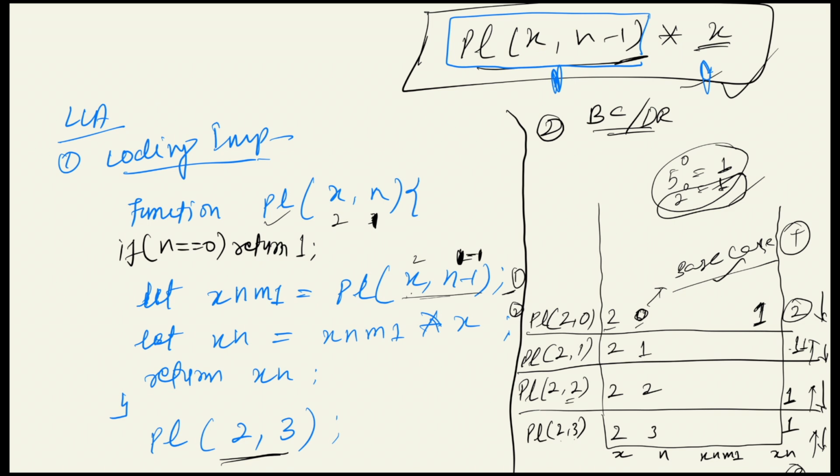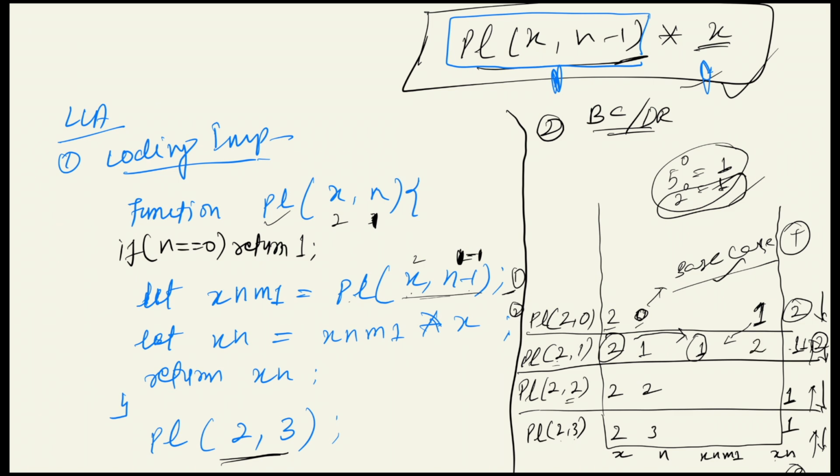Line number 1 will call power linear of x comma n minus 1. At that point of time that was 2 comma 1. So here x power n minus 1 will be 2 to the power of 1 minus 1, that is 2 to the power of 0, which is this term. So here it will be 1. Now for x power n, this is the second line. So x power n will be x power n minus 1 into x. We will multiply both terms, so here this will be 2.